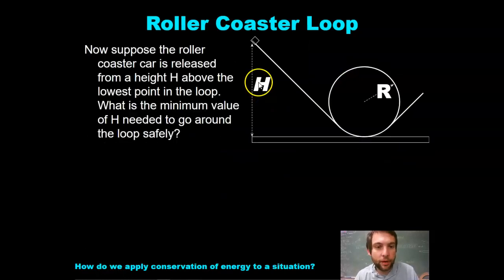Alright, now if the roller coaster is released from a height h above the lowest point of the loop, what is the minimum value of h needed to go around the loop safely? What? We've already solved for the minimum speed that we need to enter the loop, right? So we already know what's happening down here. It's going to be kinetic energy only. And over here, it's going to be gravitational potential energy only.